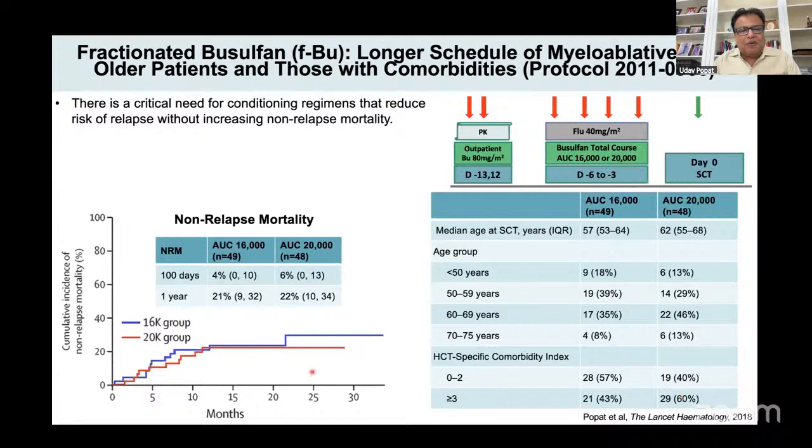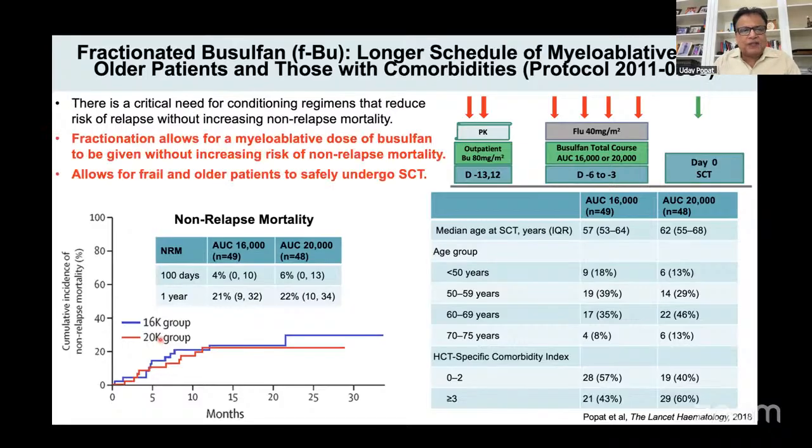And what we saw was this was very well tolerated. And our 100-day mortality was 4%, whether they got 16,000 or 20,000. So what we then demonstrate here is by simply fractionating the busulfan, it's a very simple idea, we are now able to give myeloablative dose of busulfan to frail and older patients without increasing non-relapse mortality.